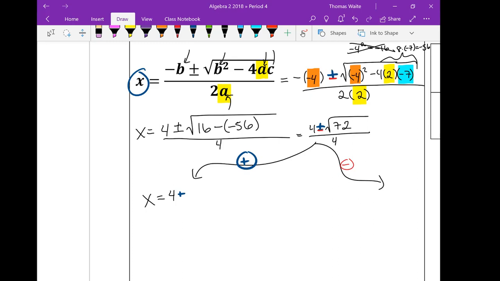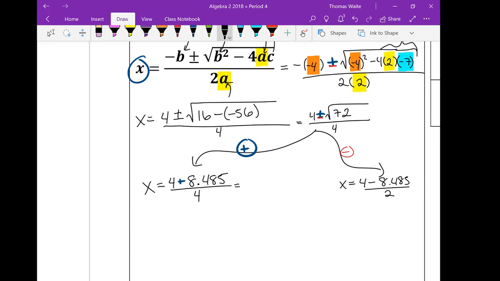And I just did that just now, and that gave me 8.48. And actually, I'm going to take one more decimal. I'm going to do 8.485. That way we're being nice and precise, and there's not as much issues with rounding. And then on bottom, we still have our 4. I'm going to do the same thing for our minus situation. X equals 4 minus, still the square root of 72, so that's still going to be 8.485 all over 2.